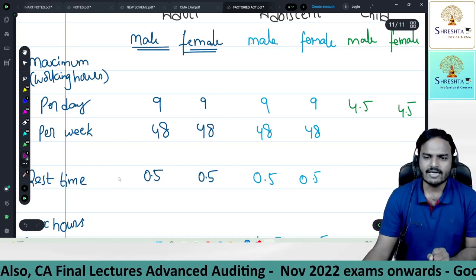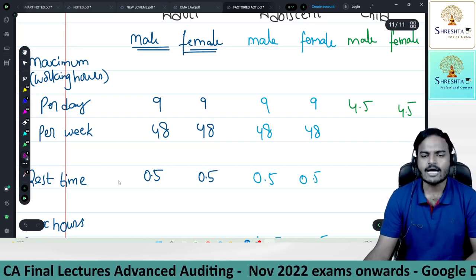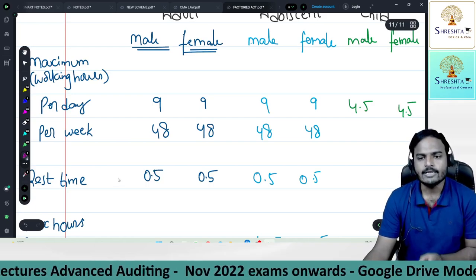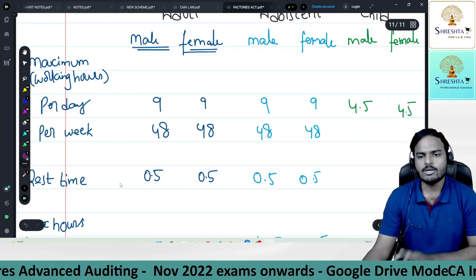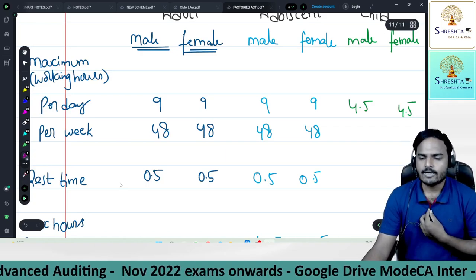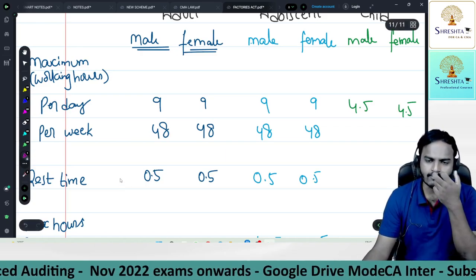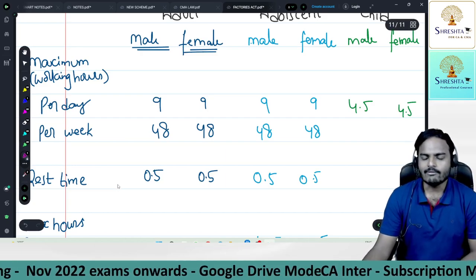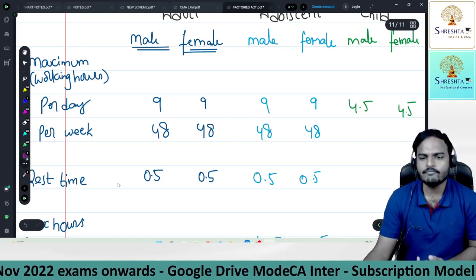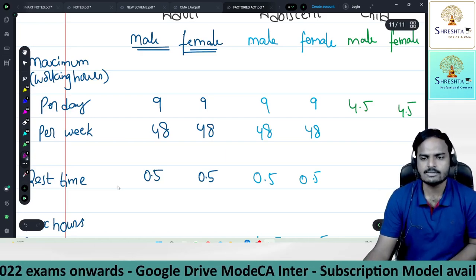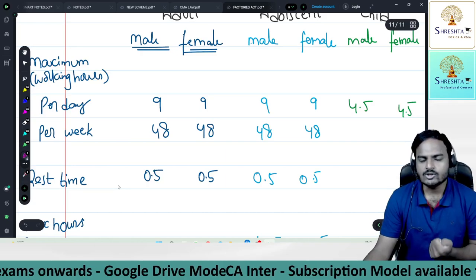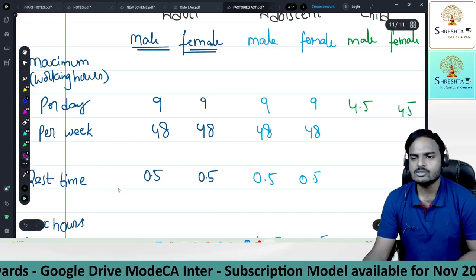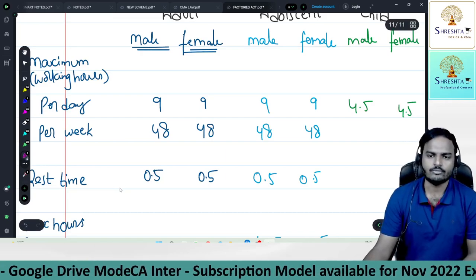Now anything extra, anything more than 48, I call overtime. For overtime, the occupier should pay double wages. Suppose for 48 hours, I get 10 rupees per hour. Now suppose I worked for 54 hours. How many hours extra? 6 hours. For those 6 hours, I should be paid twice the normal wages, that is 2 times the 10 rupees, 20 rupees.